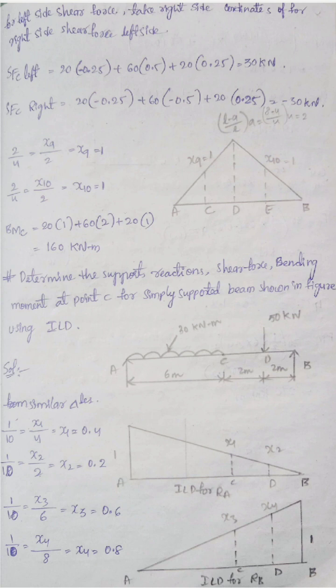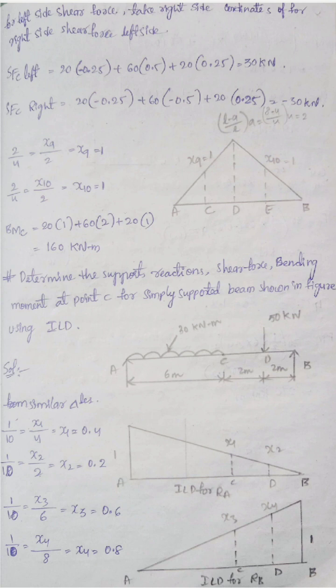Next, for bending moment. We know how to draw the influence line diagram for bending moment for a unit load, so we need to draw that here. The ordinate at the top, the maximum bending moment, is (L minus a) by L into a, where a is the distance from the left side. So here we'll get the maximum bending moment as 2.